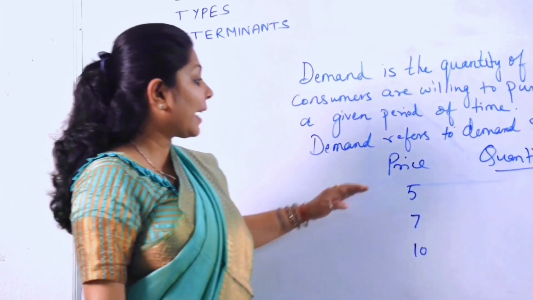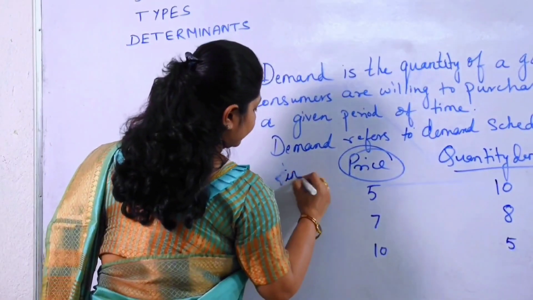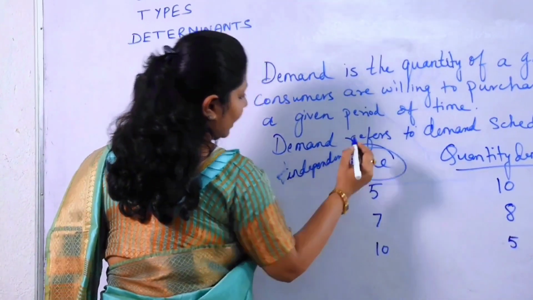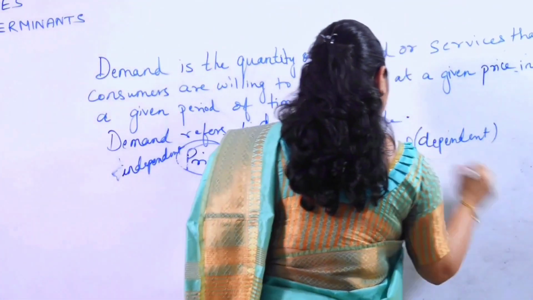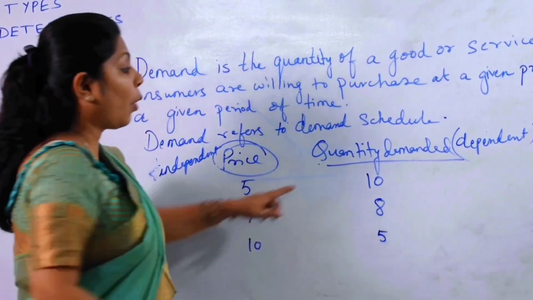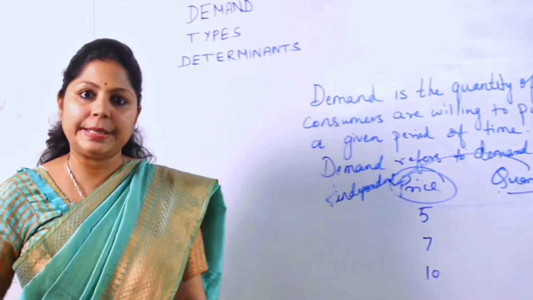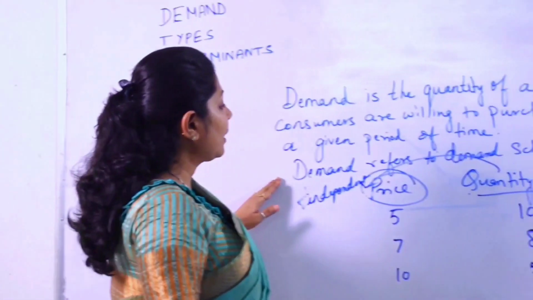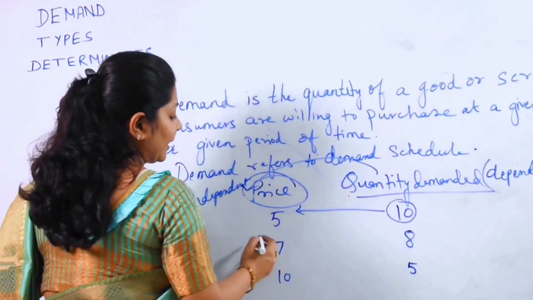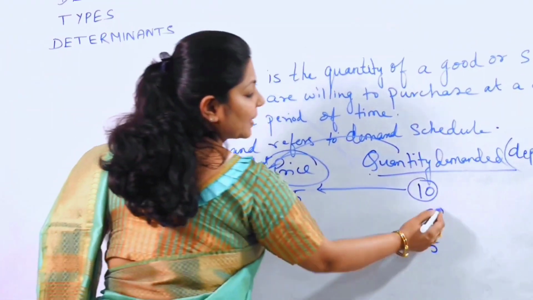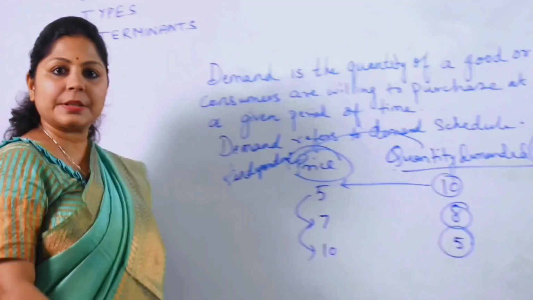So this shows that price is the independent variable and quantity demanded is the dependent variable. Why? Because how much quantity you need to purchase depends on the price of the commodity. Clear? Here also say the quantity demanded is 10 when the price is 5. When the price is increased to 7, you are purchasing 8 units. When the price is further increased to 10, you are purchasing 5 units.